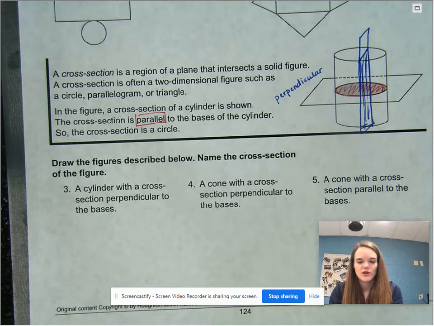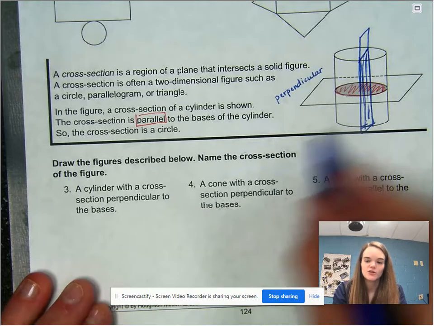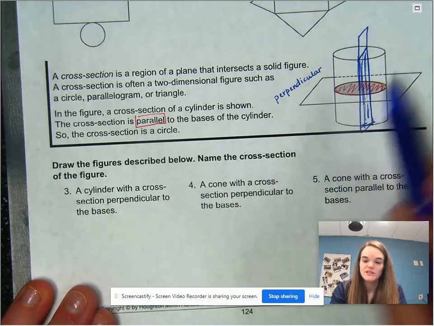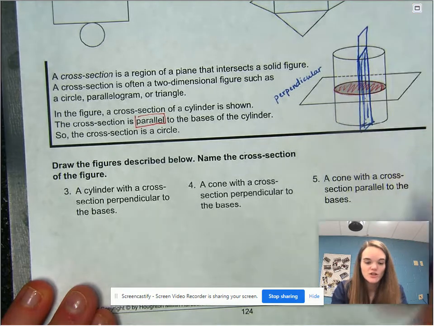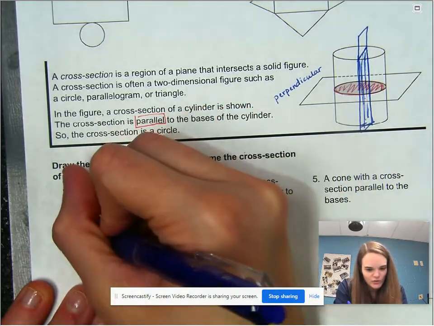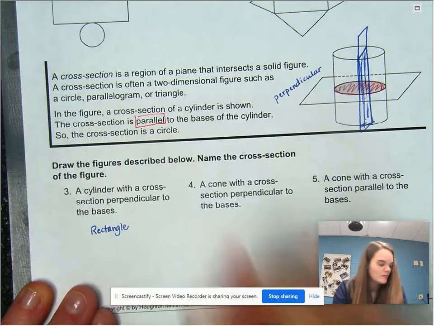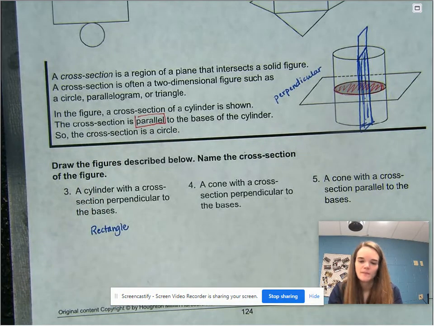Draw the figures described below and name the cross section. I'm not going to redraw it because I drew it right here. A cylinder with a cross section perpendicular, meaning it meets at a right angle, to the bases is a rectangle. We will draw the others.